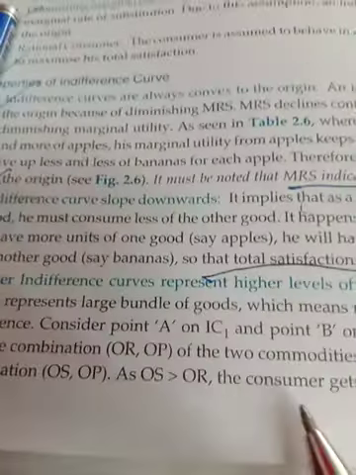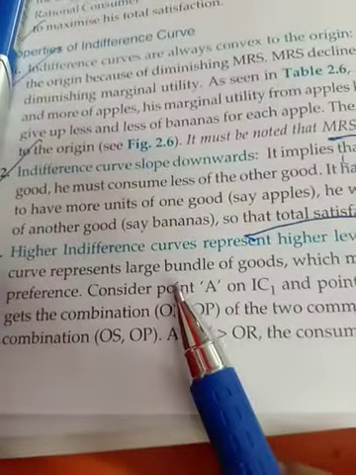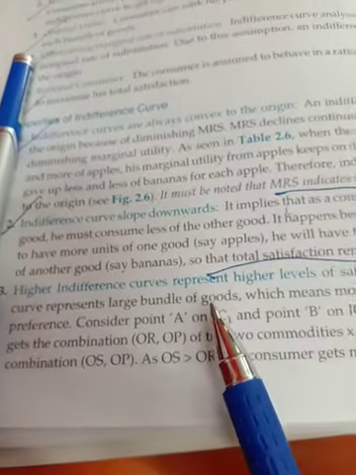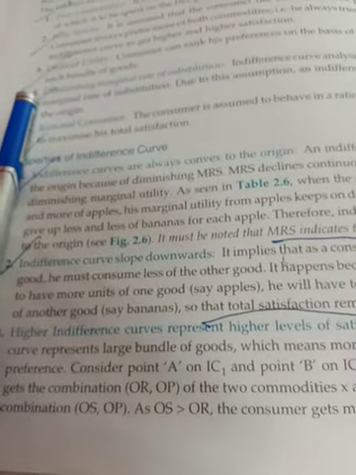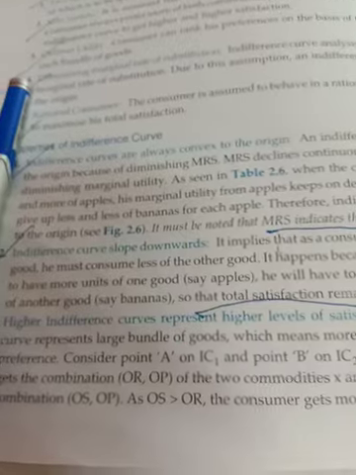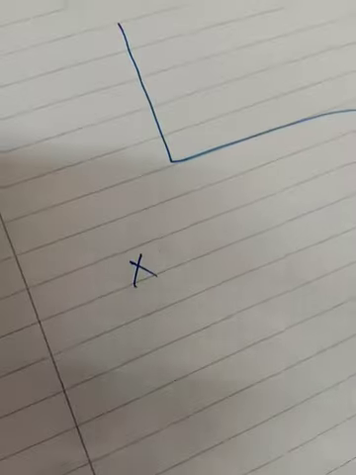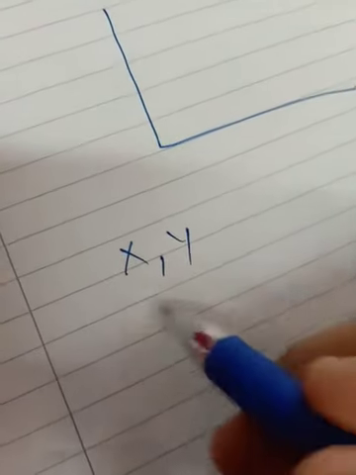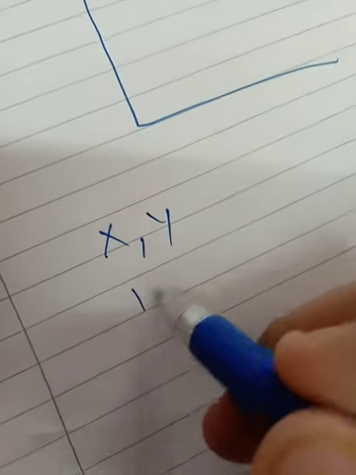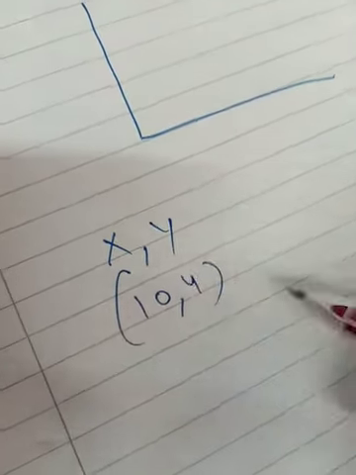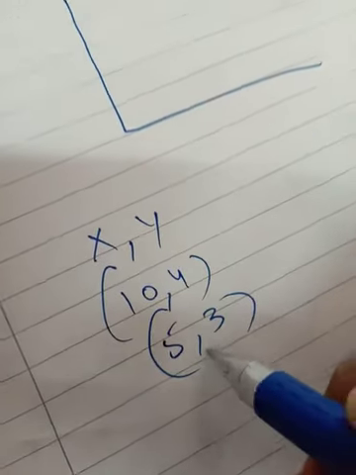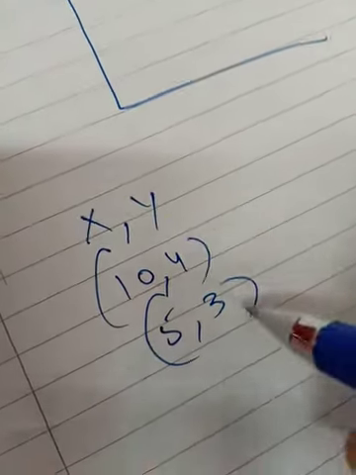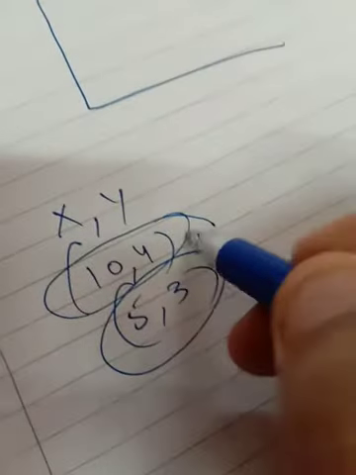Now I am reading this paragraph for you. Higher indifference curve represents a large bundle of goods. Definitely a large bundle. Bundle means how much quantity of X and how much quantity of Y. So that is known as a bundle. If you want to represent the bundle, you can show it in this way. Suppose X and Y commodities are there, then a bundle will be 10 and 4: 10 units of X and 4 units of Y. Then you can write 5, 3. So here is a bundle showing 5 units of X and 3 units of Y.